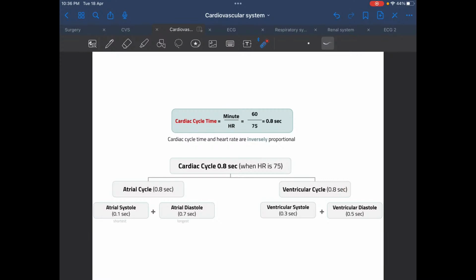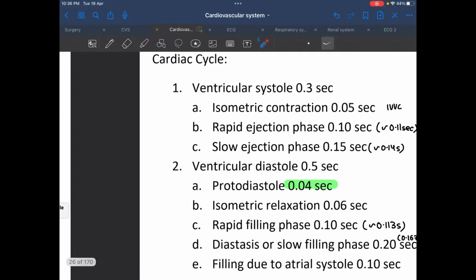But there is a difference. In the atrial cycle, the systole is only 0.1 second. That is the shortest. ठीक है? And the diastole is the longest, that's 0.7 seconds. In case of the ventricular cycle, the systole is about 0.3 seconds and your diastole is about 0.5 seconds. ठीक है? So that's your cardiac cycle.